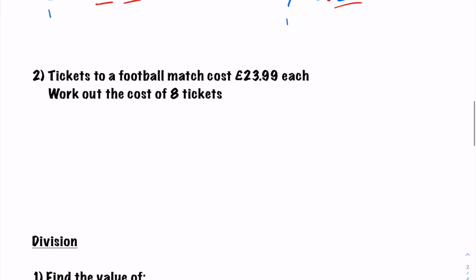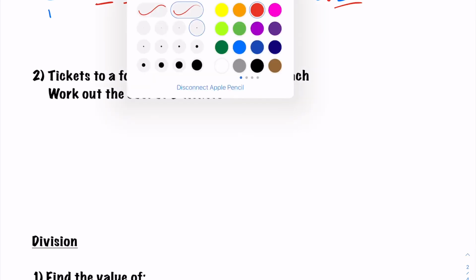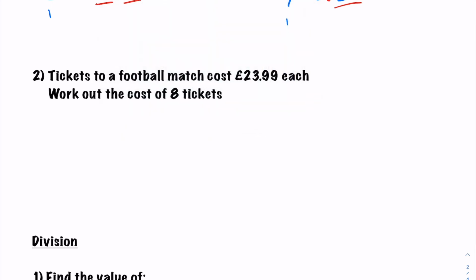Using that for this question here. So tickets to a football match cost £23.99 each. Work out the total cost of 8 tickets. So we just need to do 23.99 multiplied by 8. We need to find out what 8 lots of 23.99 are. And you can see that I've put the number with more digits in on top. Both will work, but it does tend to be a little bit easier the majority of the time.